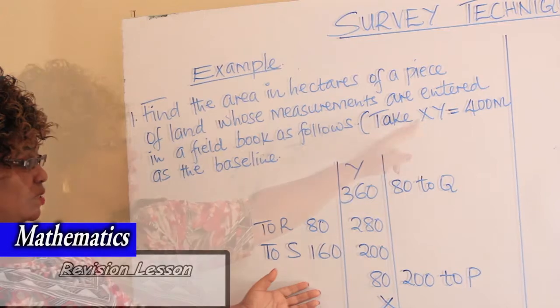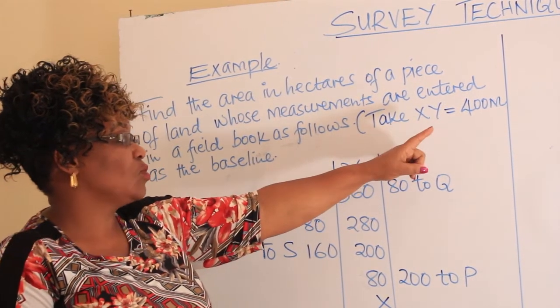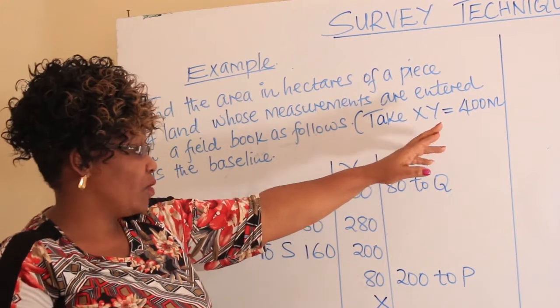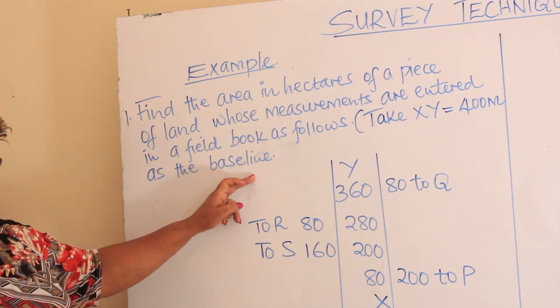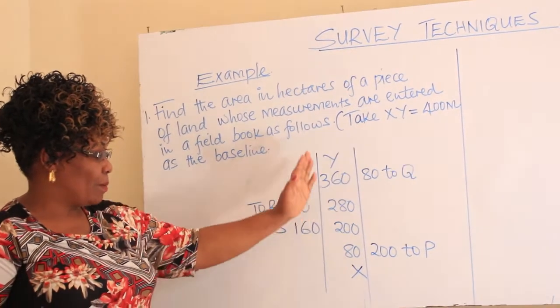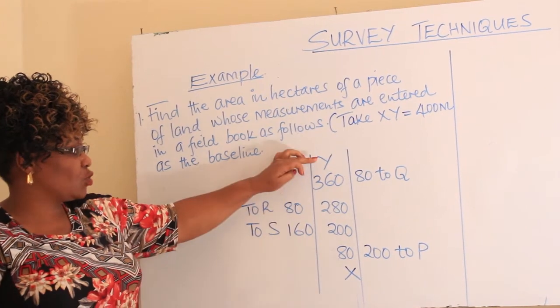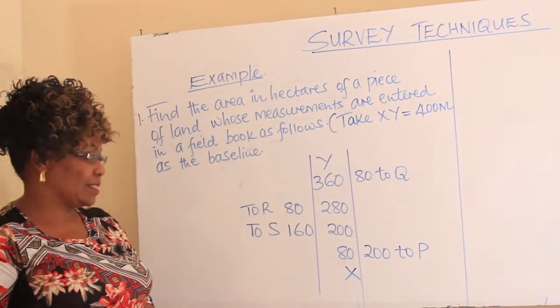These are the measurements. You are told, take XY equals 400 meters as the baseline. So our baseline starts from X all the way to Y, but Y should be at 400 meters.